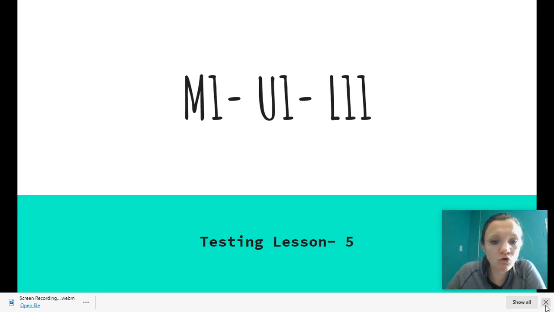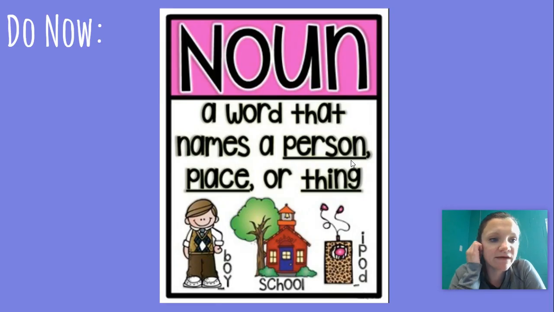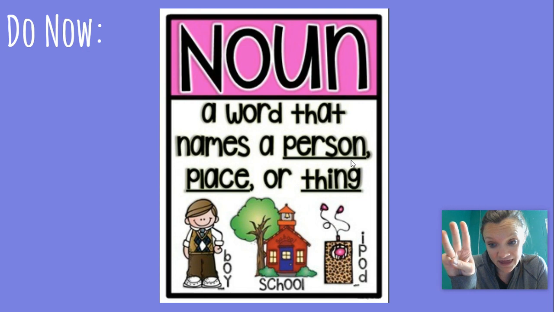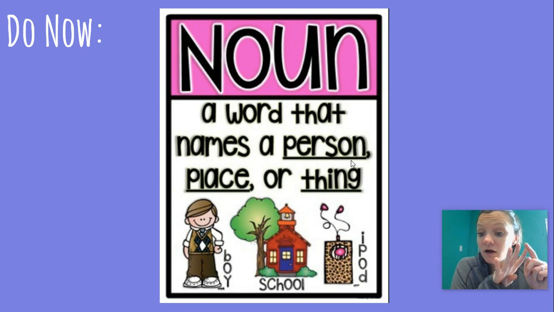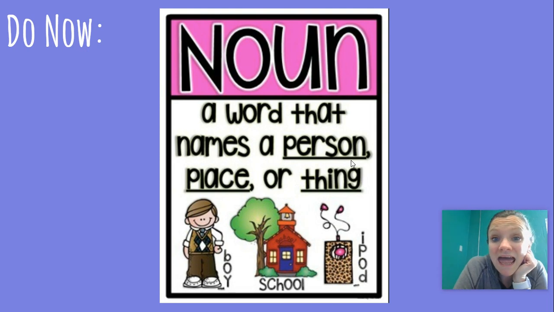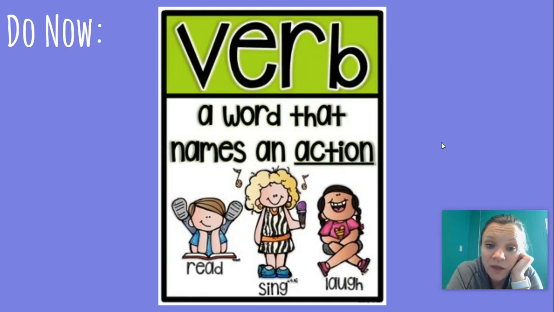Hope you're ready to roll and rumble with me because we are moving. We're going to do a quick review of nouns and verbs. Remember, a noun is a word that names a person, a place, or a thing. Don't forget to add that extra animal in, because animals are not people and not places, but we're going to categorize them under things. Animals are nouns also. So we have a boy, he's a person, school, it's a place, and an iPod is a thing. Nouns.